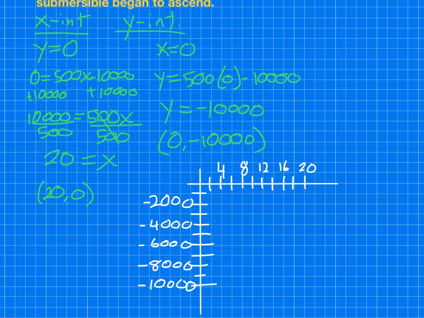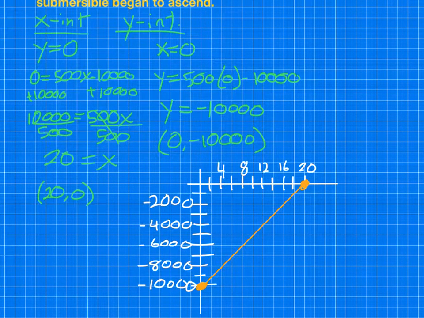I have 20, 0. So that is going to go on the x-axis at 20. Put a nice big point there. And 0, negative 10,000. That is our y-intercept. So we have those 2 points, and now we want to graph a nice straight line. Using a straight edge like a ruler or your student ID is always a good idea when you're trying to get a nice straight line. I'm going to cheat a little bit, and I'm going to use the software I have to draw a nice straight line here.